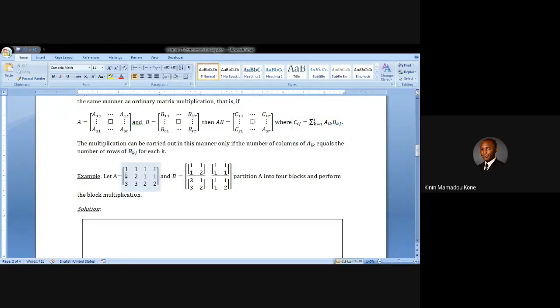So let A equal this matrix and B equal this other matrix with blocks inside. Now partition A into 4 blocks and perform the block multiplication. So let's try to solve this one. We want to partition this matrix first, and once it is partitioned, we can do the multiplication of blocks. So let's try to do this one.